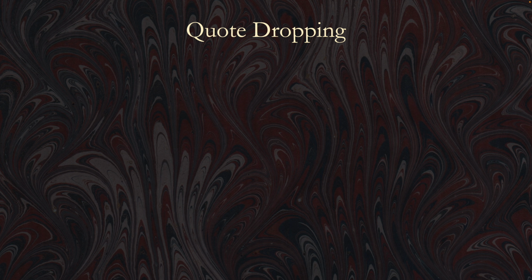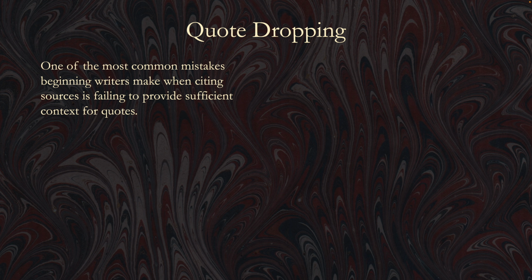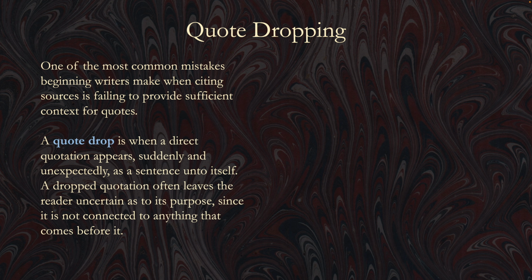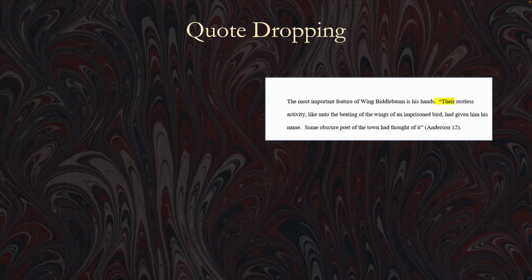I'll call it quote dropping, and I'm going to give you a few examples of quote dropping here. One of the most common mistakes in citing sources is failing to provide sufficient context for quotations. So a quote drop, and that's just a word that I've come to use over the years, is when a direct quotation appears suddenly and unexpectedly, usually as a sentence unto itself. A dropped quotation often leaves the reader uncertain as to its purpose, since it is not connected to anything that comes before it. Take a look at this example.